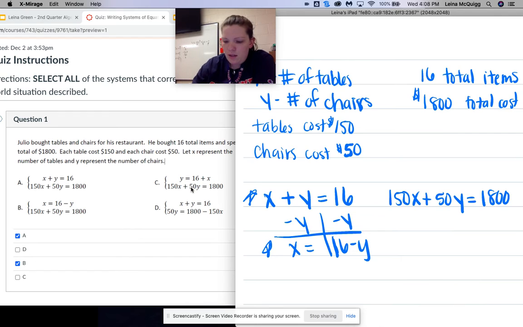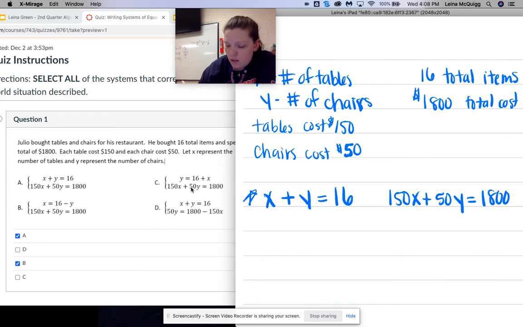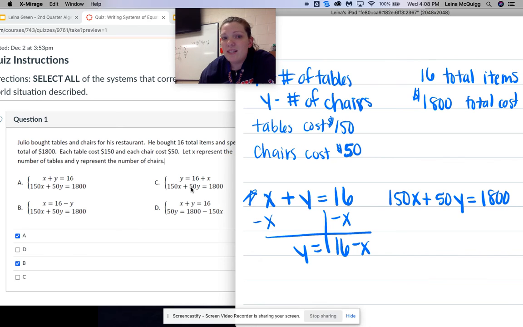Then C, I'm going to erase this really quick. C, we have that first equation solved for y. So if I got y by itself, I would subtract x from both sides. We have y equals 16 minus x. Well, that says 16 plus x, so that's not a good solution. That's not an answer, so C is not part of my answer choice.